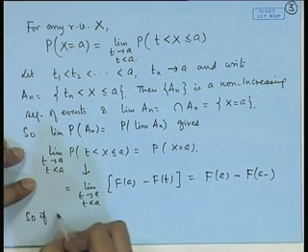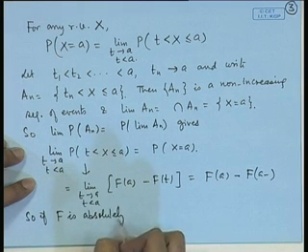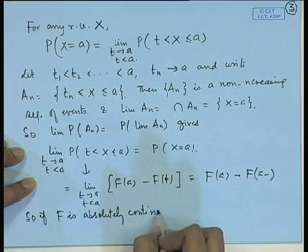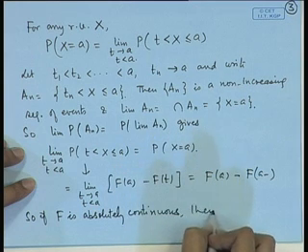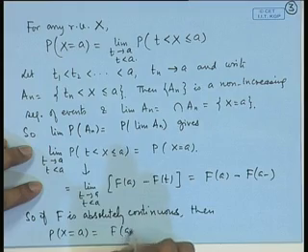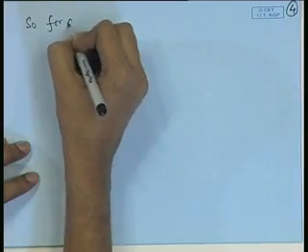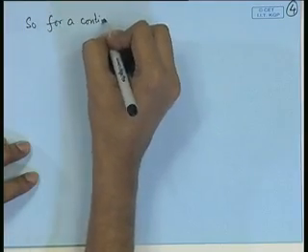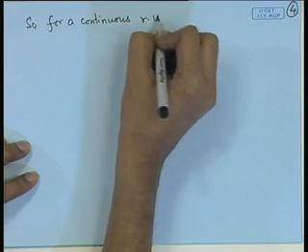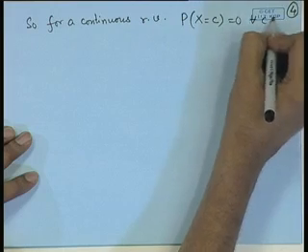So, if F is an absolutely continuous function, then the probability that X equals a will be equal to F(a) minus F(a-), which is equal to 0. So, for a continuous random variable, the probability that X is equal to some value c is 0 for all c.